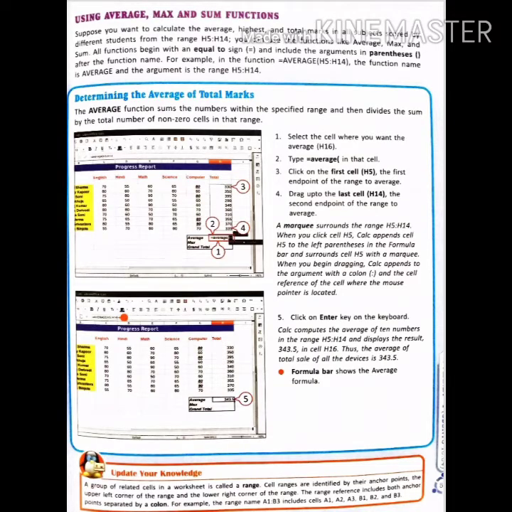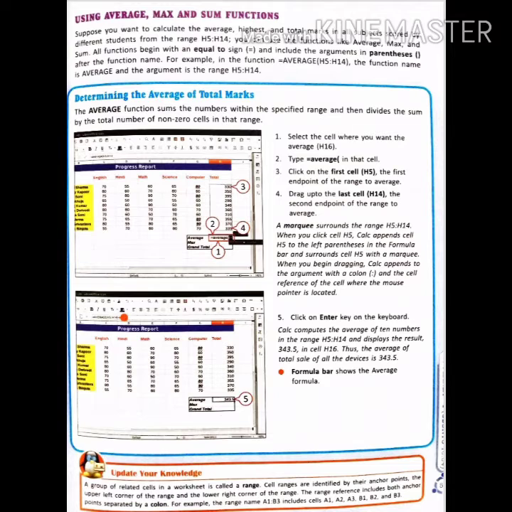Using average, max, and minimum function. Suppose you want to calculate the average, highest, and lowest marks in all subjects scored by different students from the range H5 to H14. You can use functions like average, max, and grand total. All functions begin with an equal to sign and include the arguments in parentheses after the function name. For example, in the function =AVERAGE(H5:H14), the function name is average and the argument is the range H5:H14.